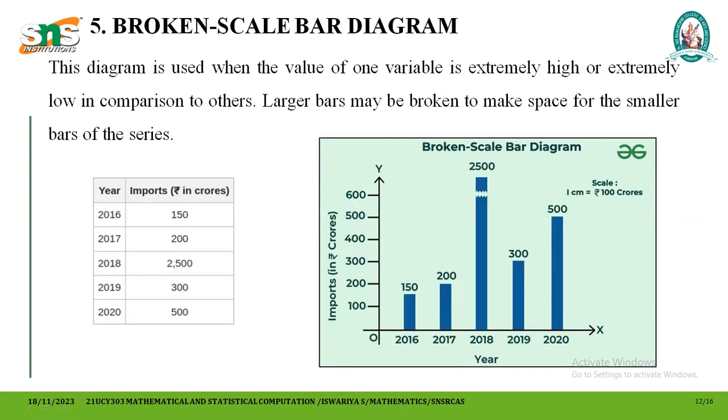And the next one is broken scale bar diagram. This diagram is used when the value of one variable is extremely high or extremely low in comparison to others. Larger bars may be broken to make space for the smaller bars of the series. So this is the data given for the broken scale diagram, and we have to draw a graph for this data. So here the larger value is 2500. So we have to draw the graph for the 2500. We have to make a space for those higher bars.